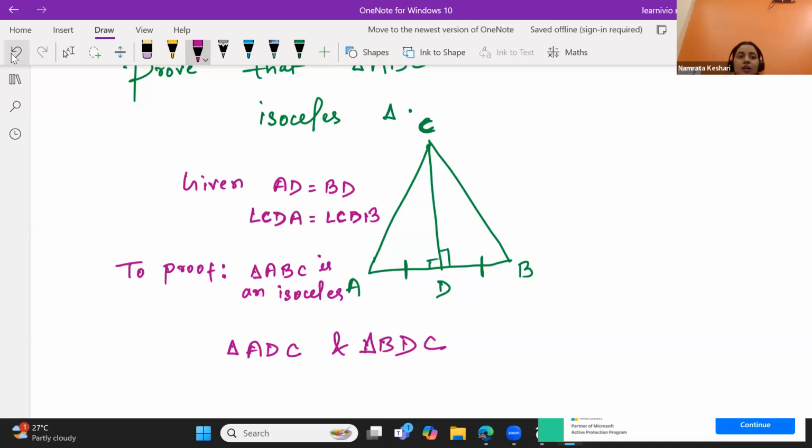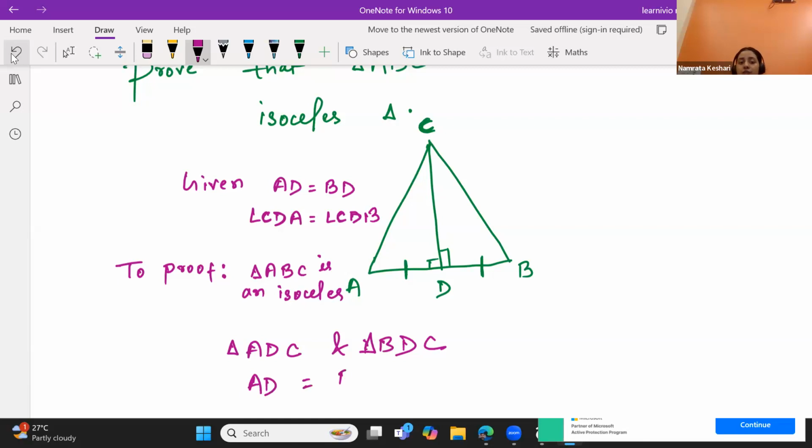ADC. Was it that difficult to identify? Clearly we have two triangles visible, and these two we need to show congruent. With the help of the concept of congruency, we can show that the complete triangle is becoming an isosceles triangle. Okay, ADC. Is it possible? Yeah, it is possible.